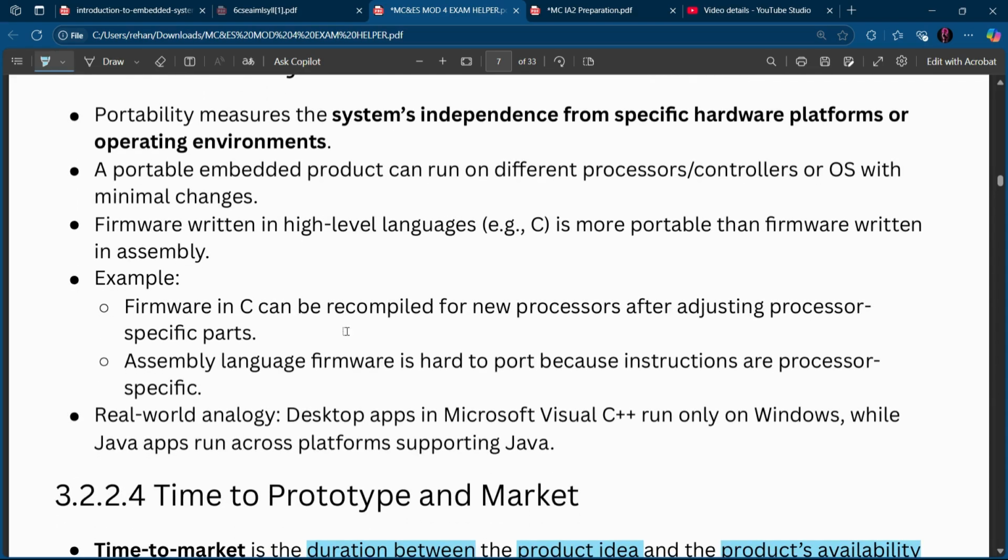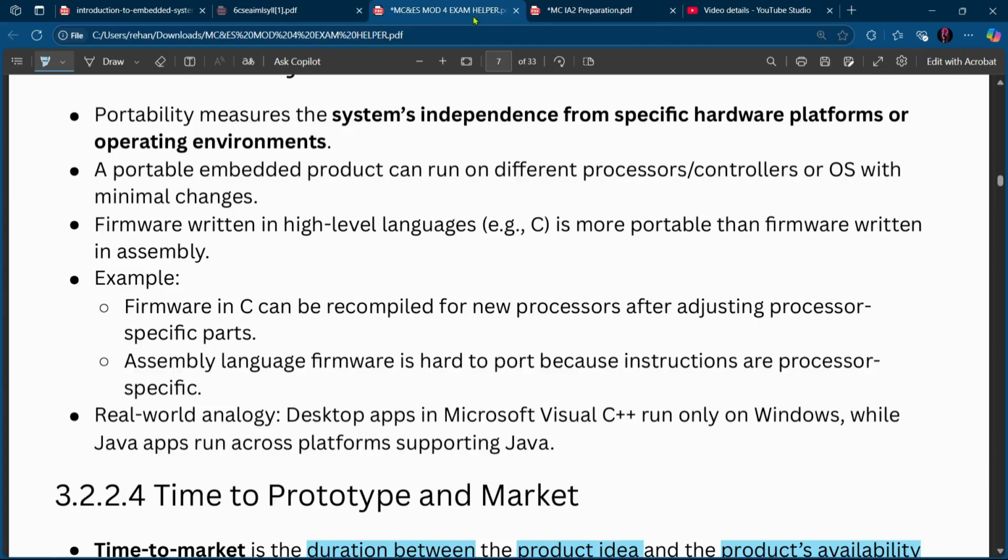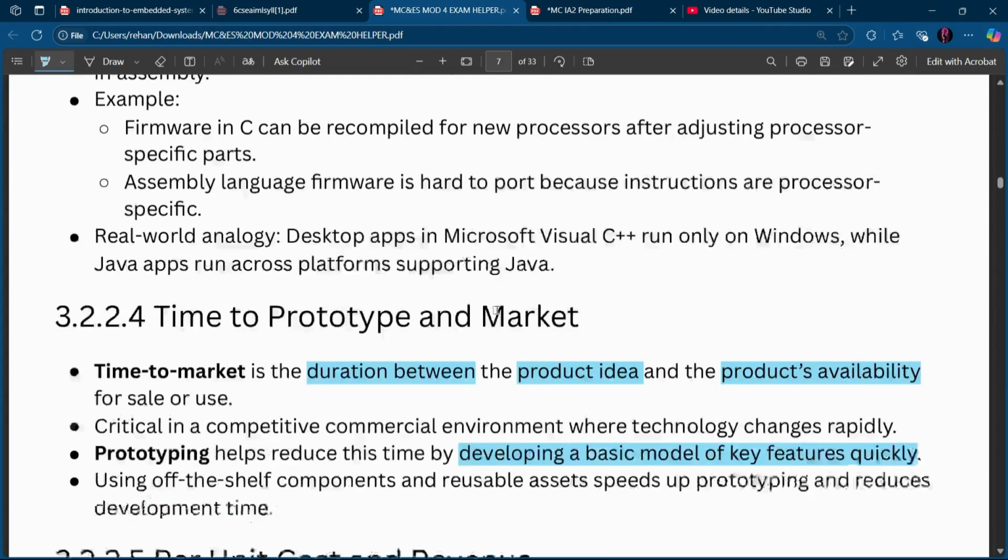Take a real-world example: desktop apps in Microsoft Visual C++ run only on Windows, while Java apps run across platforms supporting Java, like mobile, Android, iOS, etc. So portability is the ability to transfer the system to different hardware or software platforms. You can use the example of any application which runs only on specific software, like Windows as given here, and counter it with another example that runs across multiple platforms.